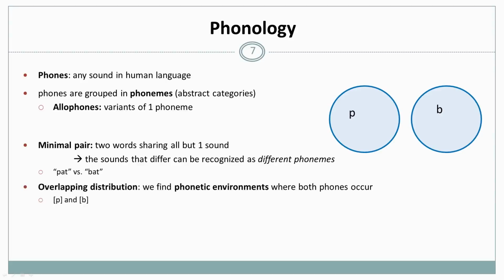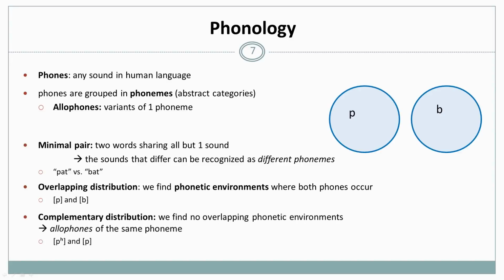And when we find such a minimal pair, we can say that they are in overlapping distribution. This fancy linguistic term means that we find phonetic environments where both phones occur. And phonetic environments just means the sounds before and after. And complementary distribution is the term for saying that they are not in overlapping distribution. So we do not find such a case where the phonetic environments overlap.